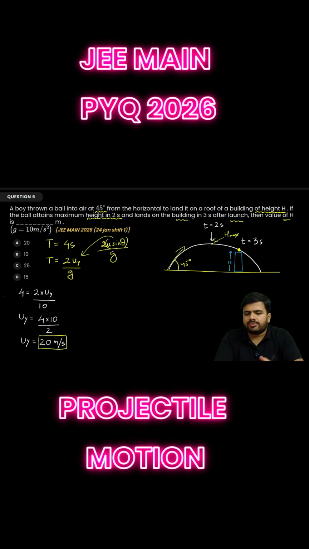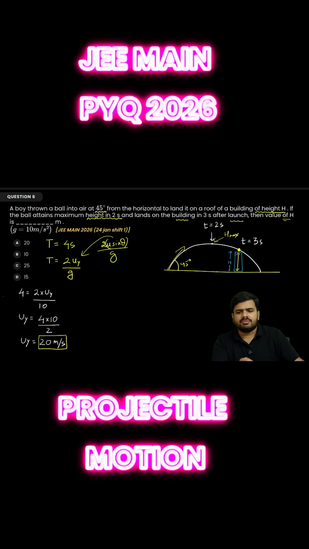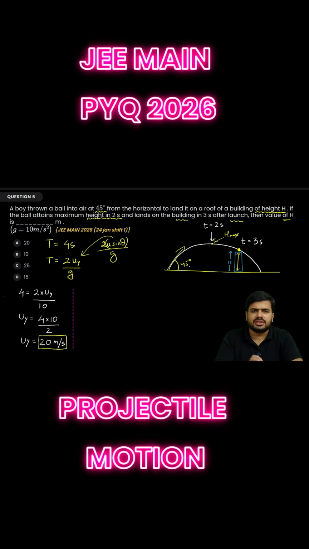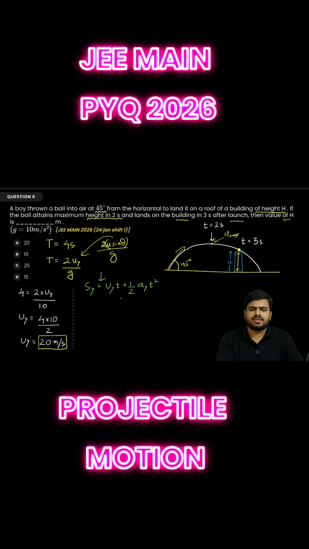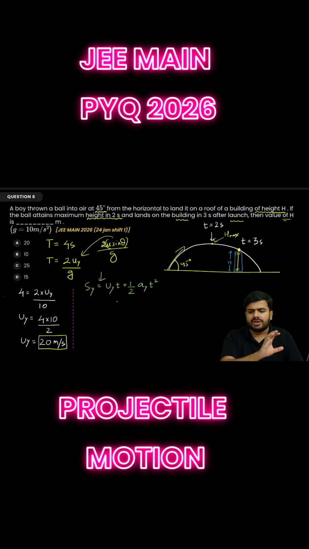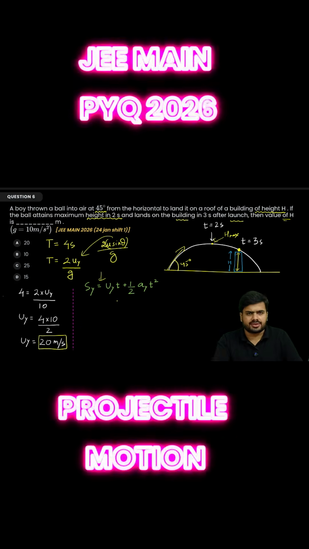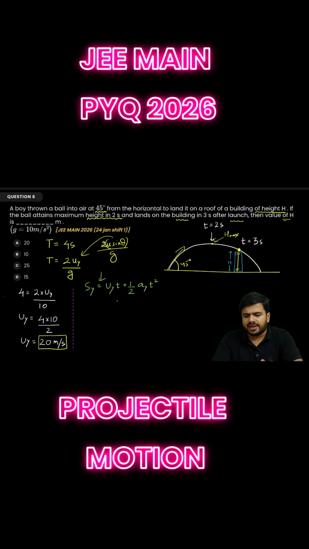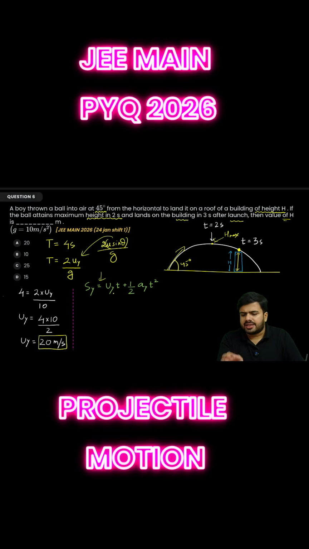So further we have to find out the height of this building. This building's height we have to calculate. So simple, here we can apply the equations of motion. S equals ut plus half at square we can apply here. Using this, I am going to apply it only along the vertical direction, along the y direction. So we have written everything along the y direction: displacement along y, initial velocity along y, acceleration also along y.